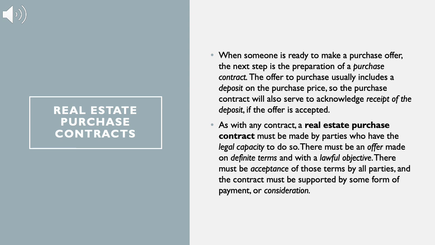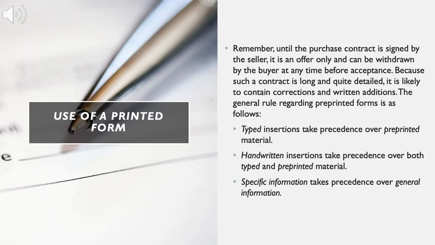As with any contract, a real estate purchase contract must be made by parties who have the legal capacity to do so. There must be an offer made on definite terms and with a lawful objective. There must be acceptance of those terms by all parties, and the contract must be supported by some form of payment or consideration.